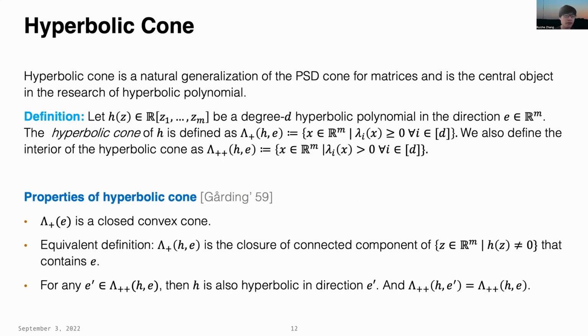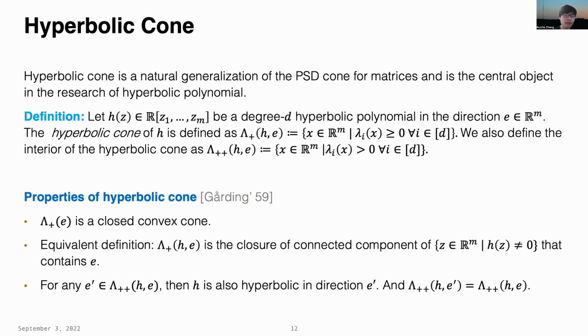The first thing to do is to generalize the concept of PSD to the hyperbolic setting. A natural correspondence is the so-called hyperbolic cone, which contains all the vectors x such that all the hyperbolic eigenvalues of x are non-negative. We know that the hyperbolic cone is a closed convex cone.